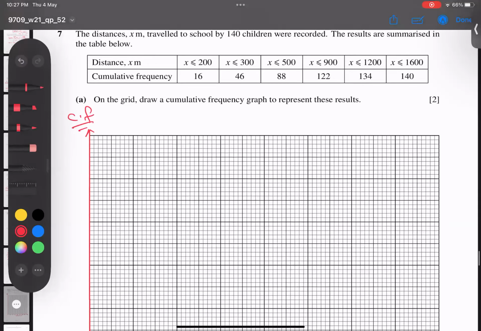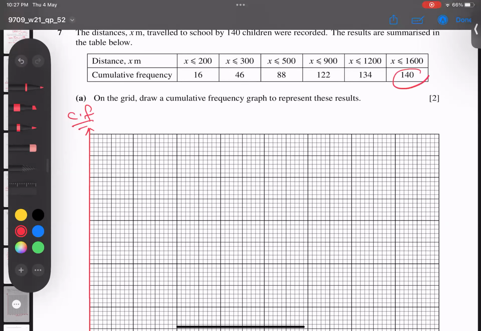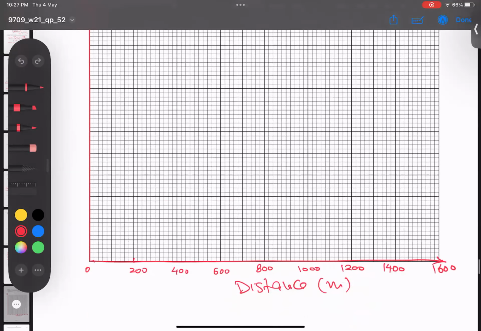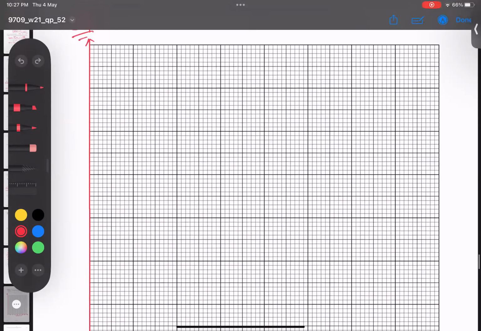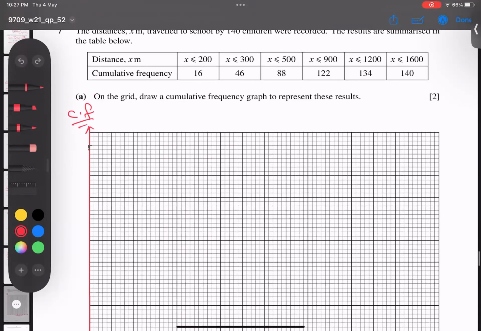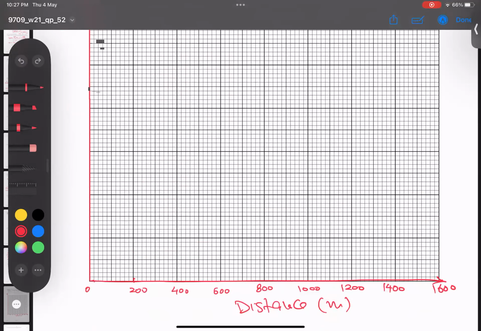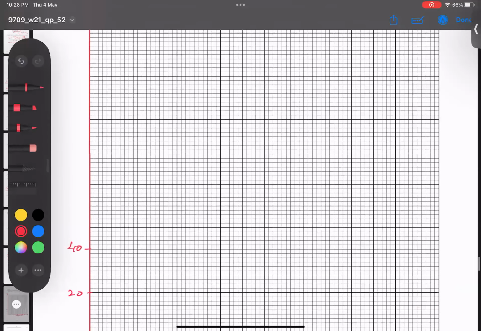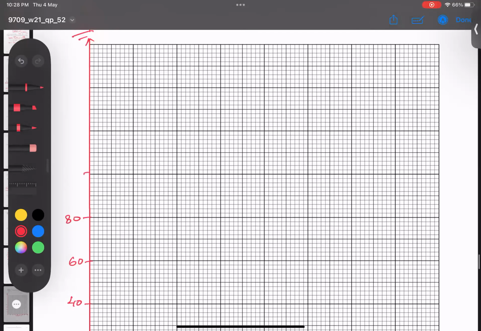Now along the y-axis, what is the method of scaling? 140 is the total required. And how many boxes? 1, 2, 3, 4, 5, 6, 7, 8. I think we can make it easily 20, 20. So here 20, here 40, it depends upon the value, students. So 60, 80, 100, 120, 140, 160. So I think okay.